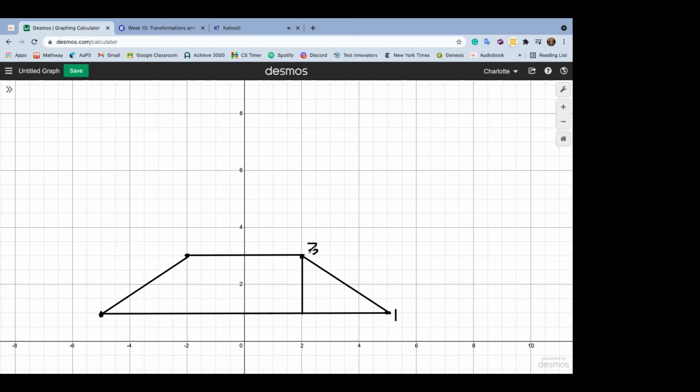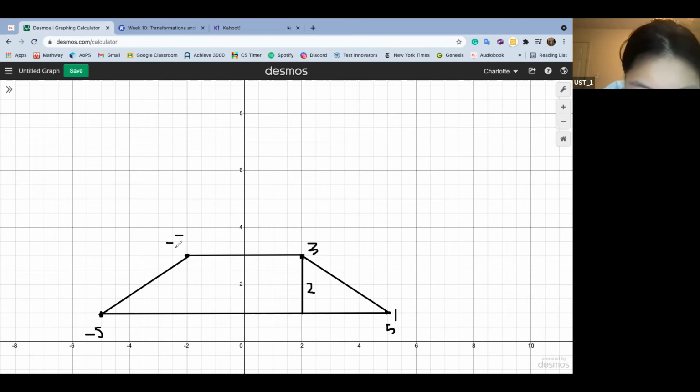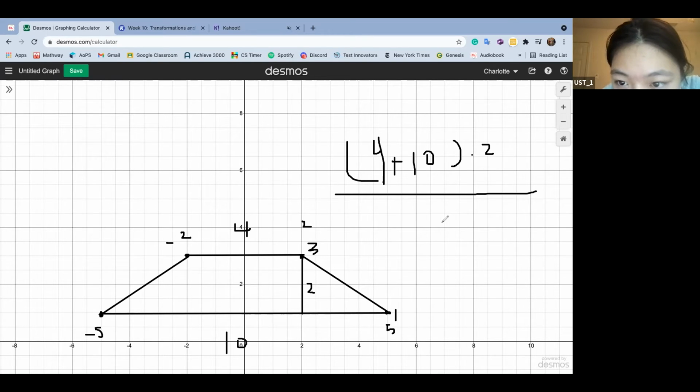Is it 28? No. So if this is 1 and this is 3, then the height is 2. And then the base over here is from -5 to 5. Over here, it's -2 to +2, so this length is 4, and this length is 10. So it'll be 4 plus 10, times the height, which is 2, divided by 2, which is 14.